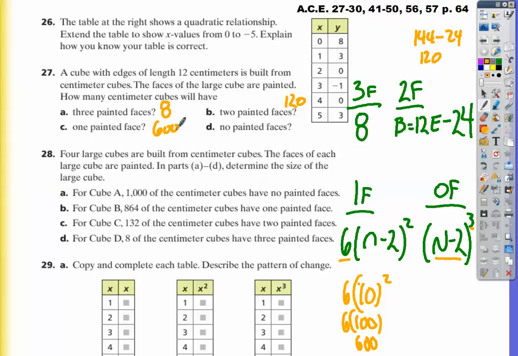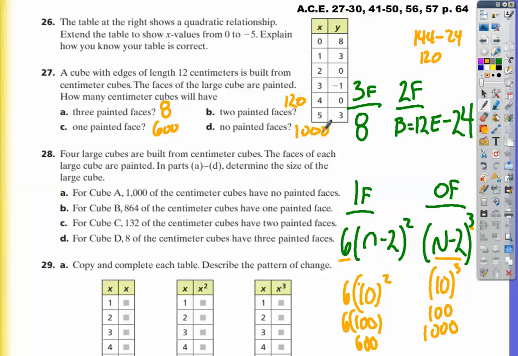And no faces painted. Well, n is 12, so 12 minus 2 is 10 to the 3rd power, and 10 squared is 100, times another 10 is 1,000. So it would be 1,000 blocks. 4 large cubes are built from centimeter cubes.